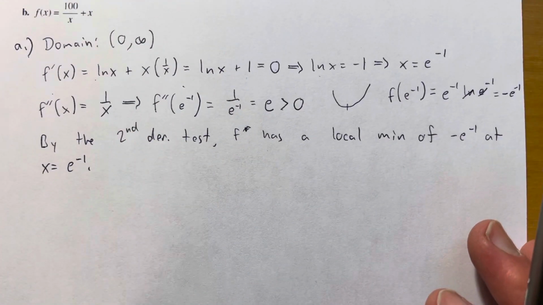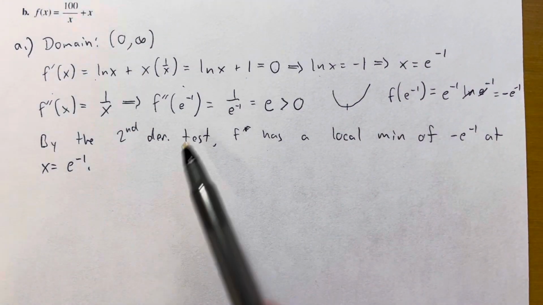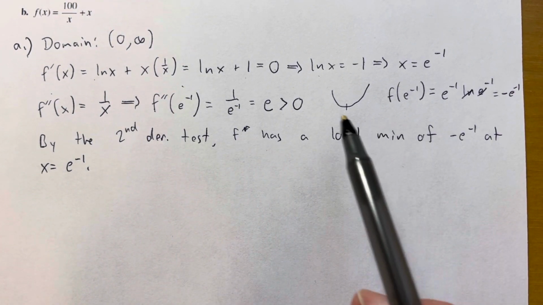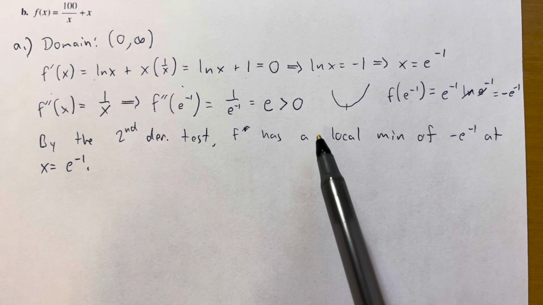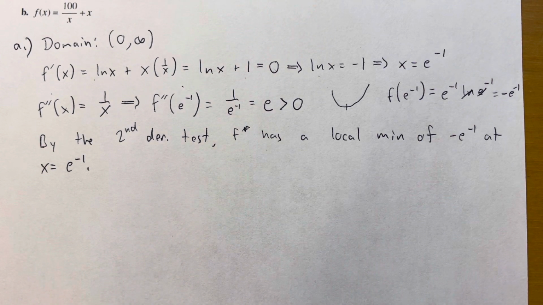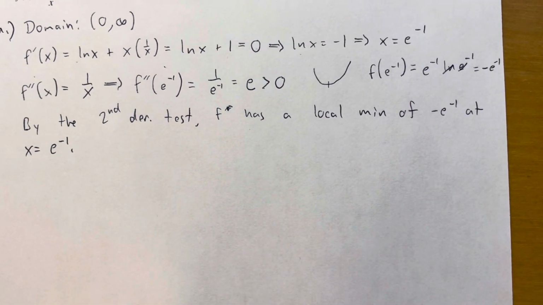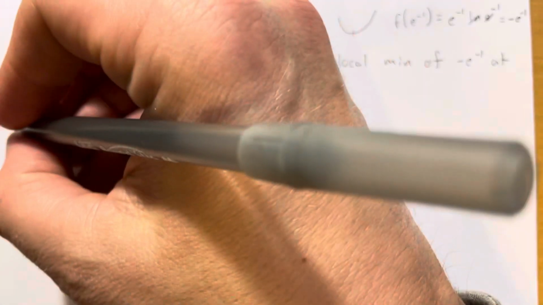The first derivative test would have taken more time because I would have needed to create a sign chart. I would have needed to pick test values and determine if we change from increasing to decreasing or vice versa or neither. That would have taken more time. So in cases like this, the second derivative test is actually faster. It's more efficient. Let's try one last problem.